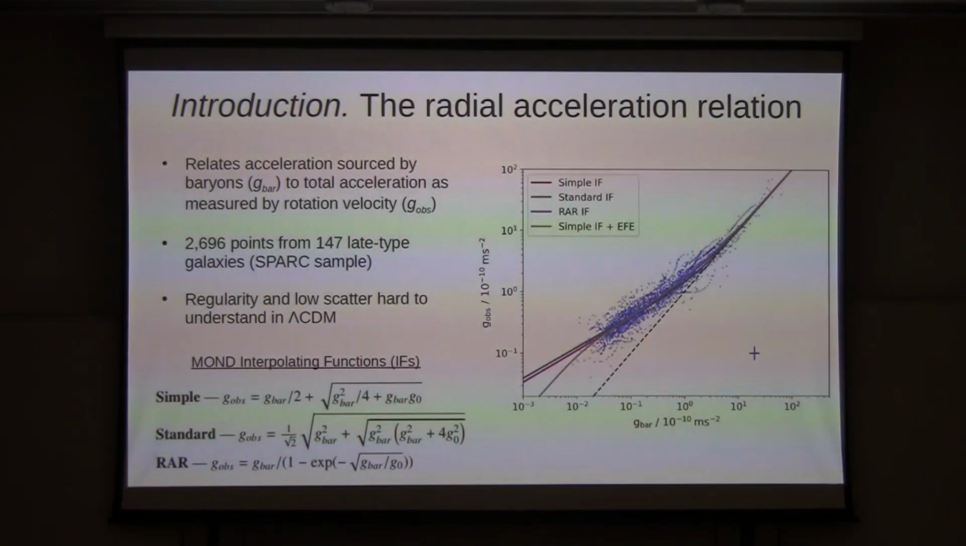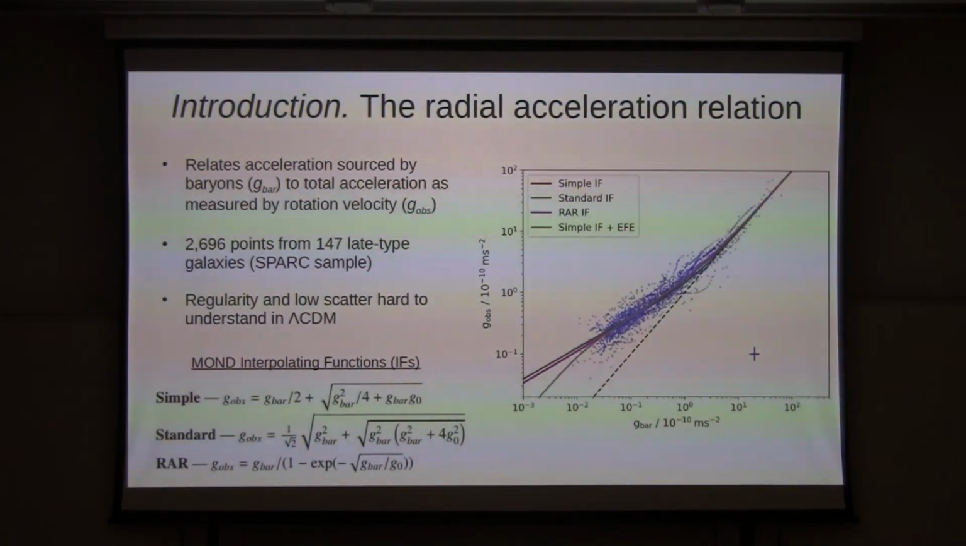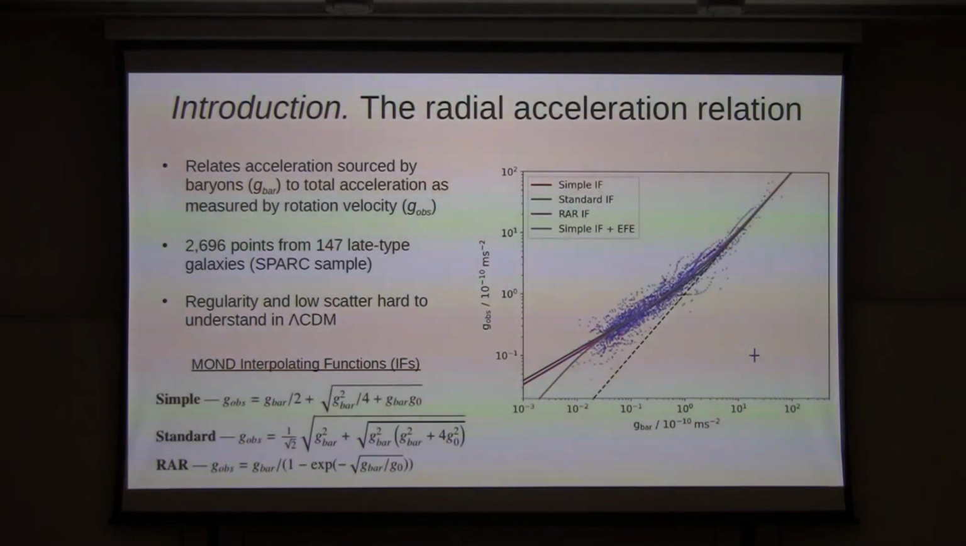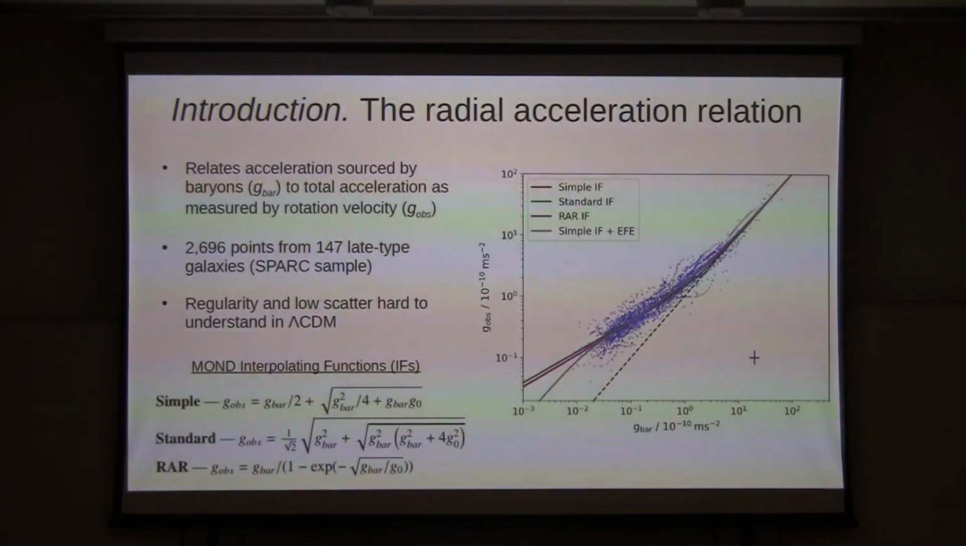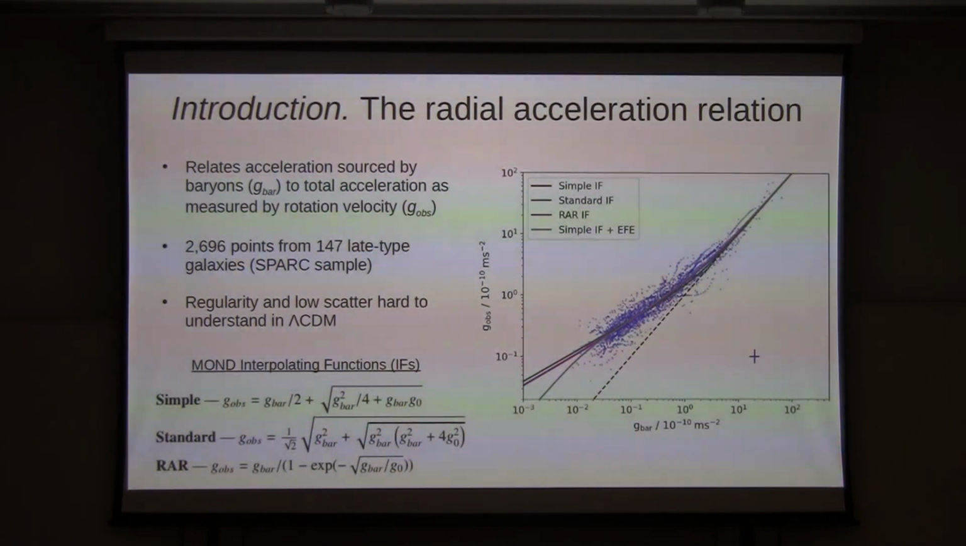So in MOND, you have a Newtonian regime at high acceleration where Newtonian mechanics is recovered. You have a deep MOND regime where the logarithmic slope tends to a half. And going between the two, you have some kind of interpolating function, of which these are the three classics.